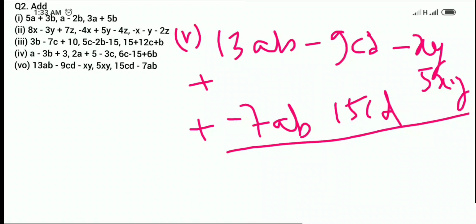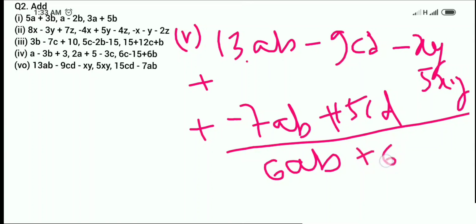13ab minus 7ab is equal to 6ab. 15cd minus 9cd is equal to plus 6cd. 5xy minus xy is equal to plus 4xy.